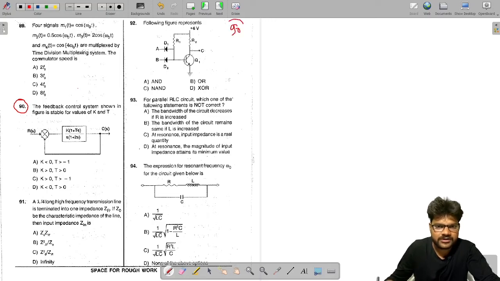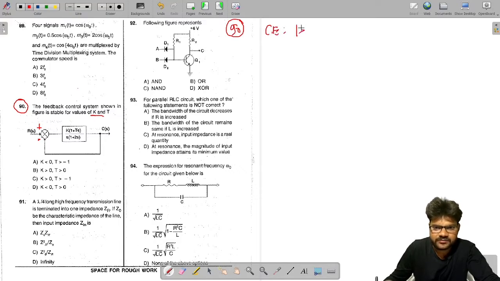This question number 90 is from control system. The question is, the feedback control system shown in the figure is stable for values of k and T. We have to find out the range of k and T for the system to be stable. So this system is negative feedback. If nothing is given, we will assume it is negative feedback, and this is unity negative feedback. So for this, let us write the characteristic equation.